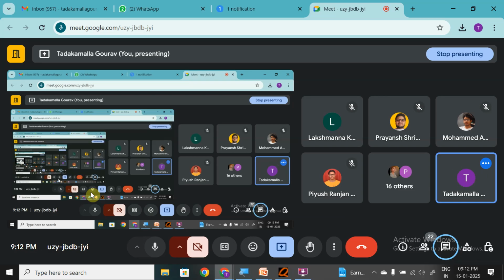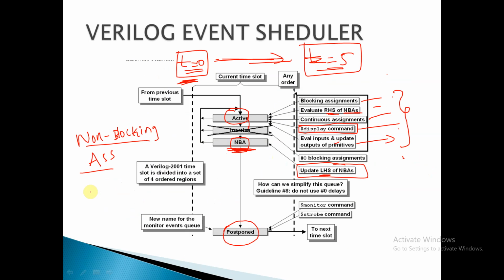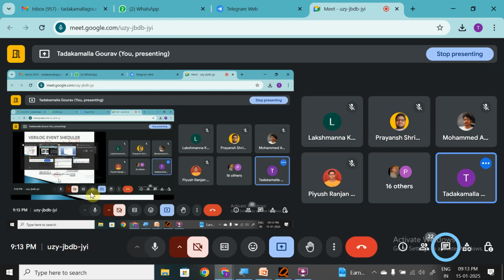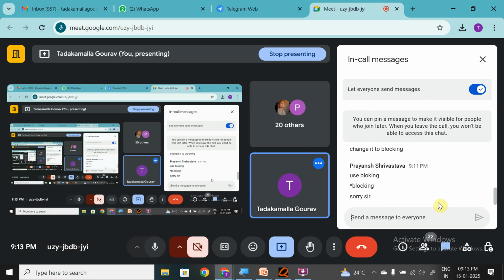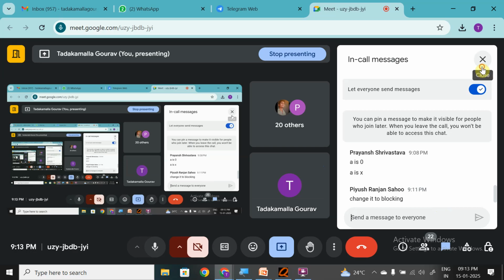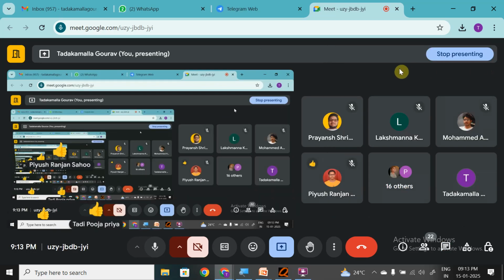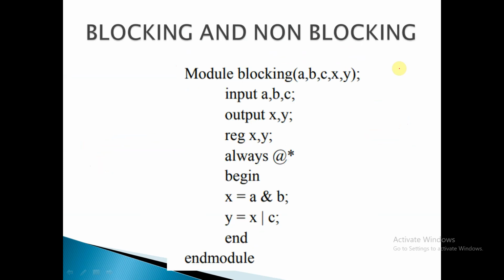Is it clear for everyone? If I use #1, my next time step will start and again a fresh event will start. So the $display statement, if we use it, is going to print the previous values of A. Is it clear? Is it okay for everyone? Is there any doubt? No, right?